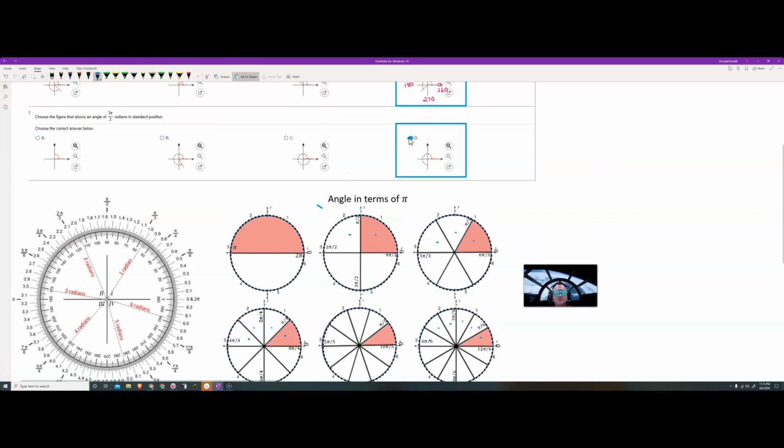Okay, correct answer was D, 3 pi over 2. So I'm using this circle right here because each one of these slices is pi over 2. And now I just count 1, 2, 3. So my angle started there and ends down there.